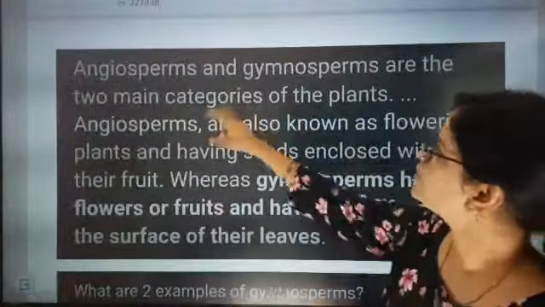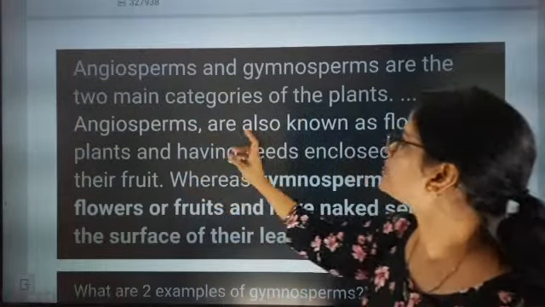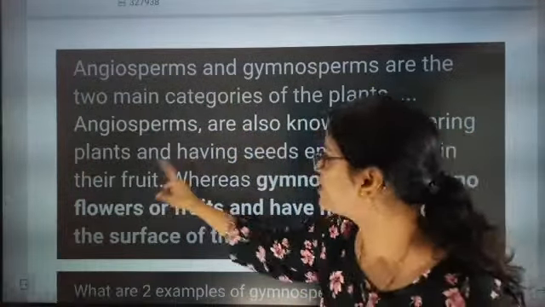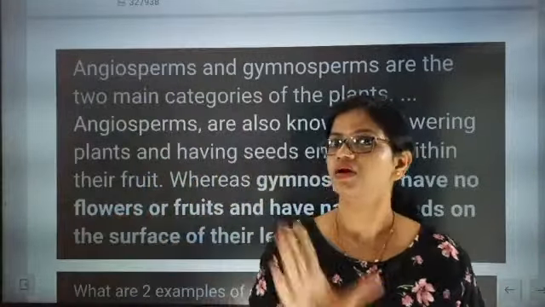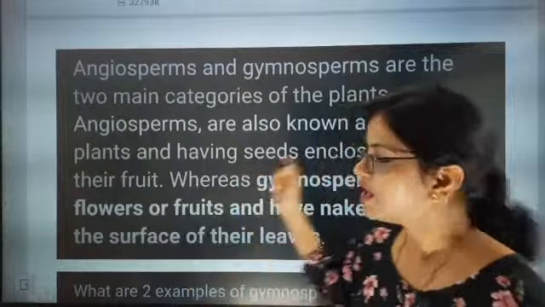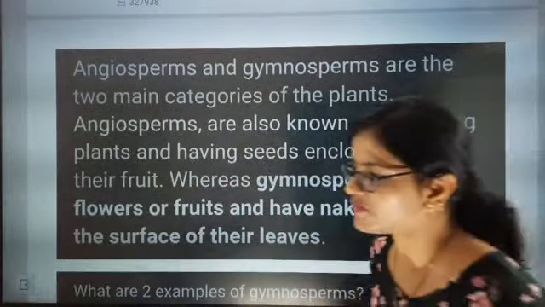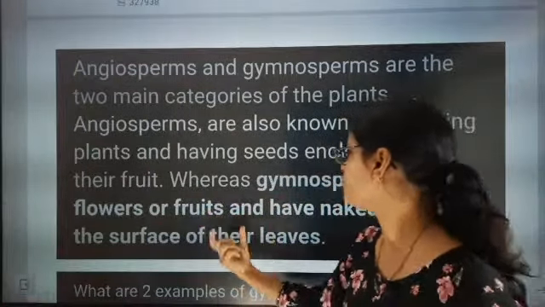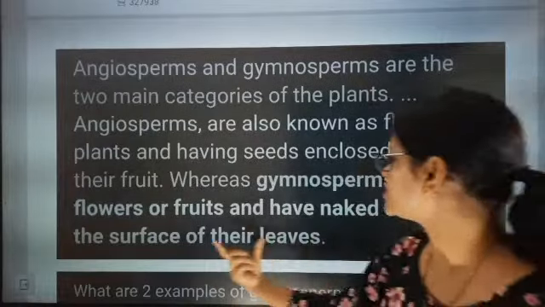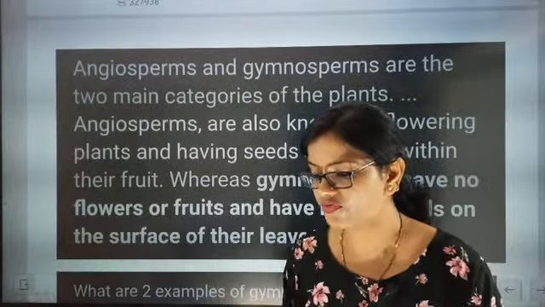So here see, angiosperms and gymnosperms are the two main categories of plants. Angiosperms are known as flowering plants and have seeds enclosed within their fruit. Kavya, Akshaya, everyone, enclosed within their fruits. Everyone remember this part. Whereas gymnosperms have no flower or fruit and have naked seeds on the surface of their leaves. And they have what, beta? They have naked seeds on the surface of their leaf.